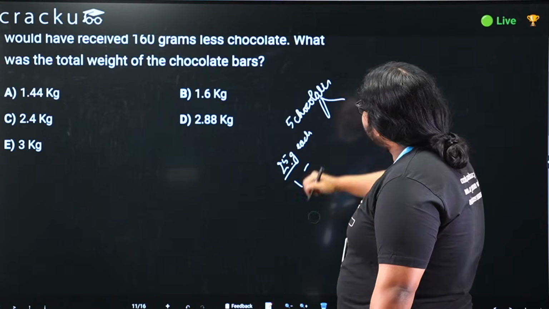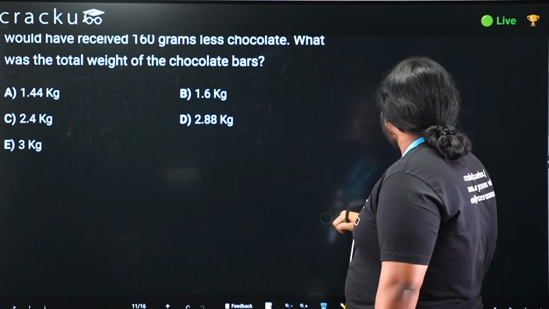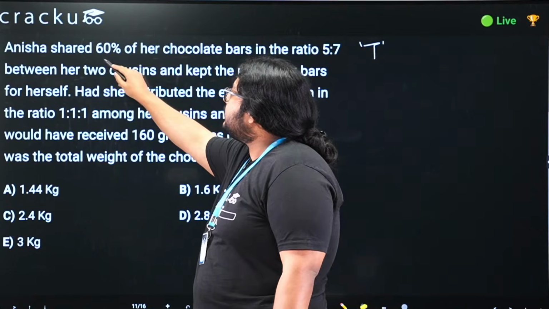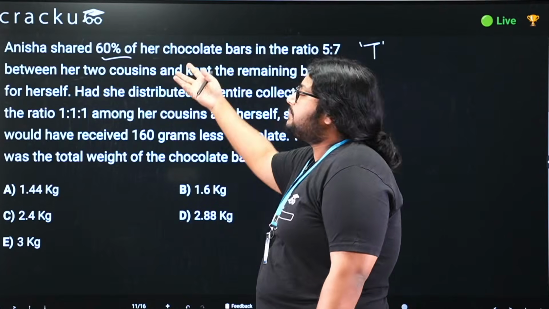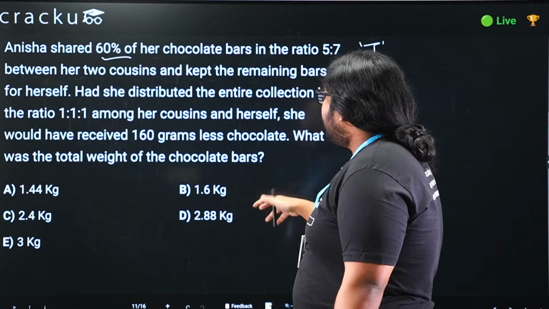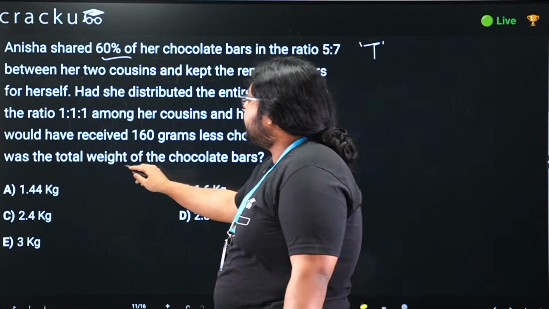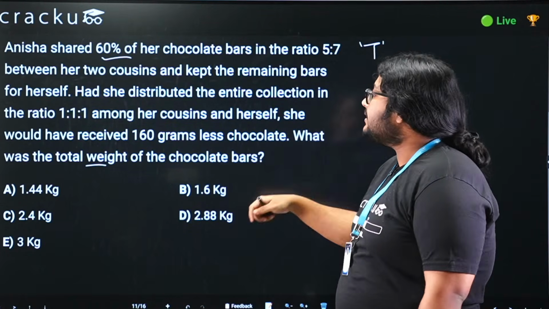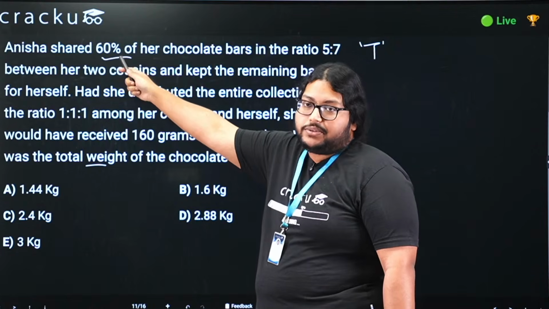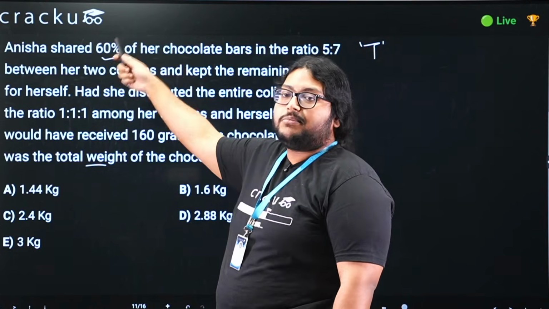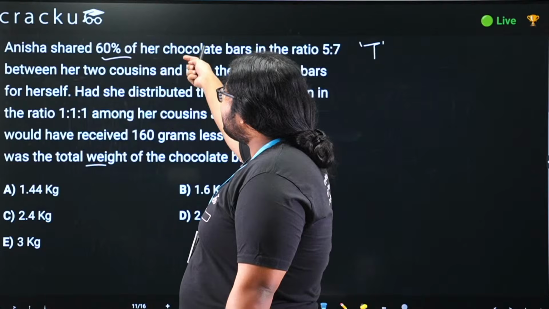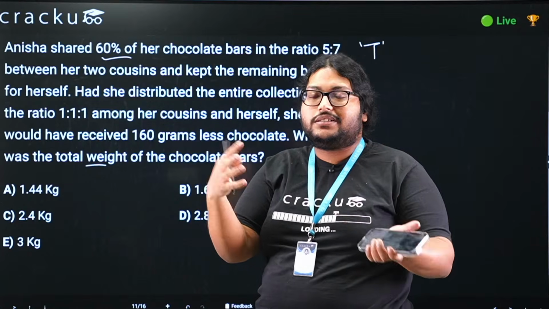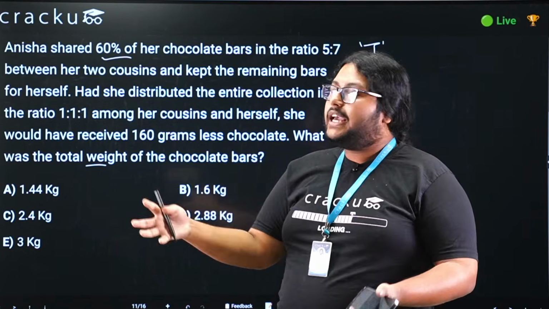So the thing I am trying to tell here is that these divisions are obviously on the number, right? Number of chocolate bars, 60% of our chocolate bars and all that. And the final question asks us about the total weight. So why did we take that small example? Because in the ratio in which the numbers are being divided, in the same ratio the weights will also be divided. So we can basically interchange them and solve it.